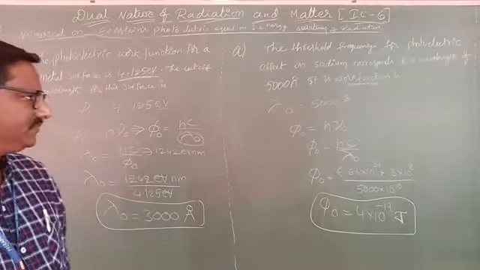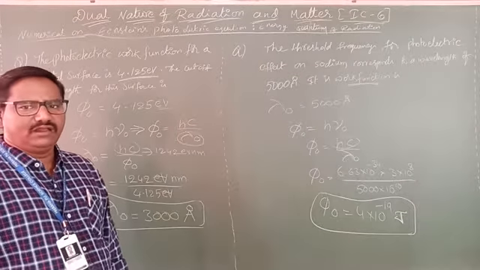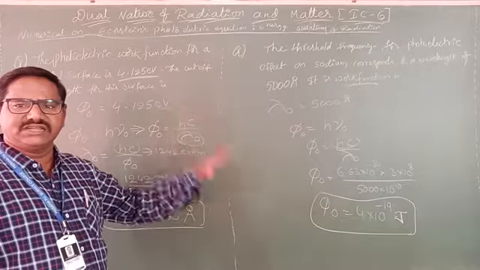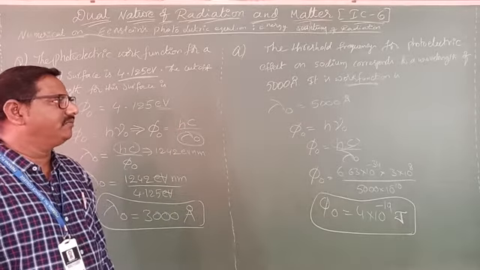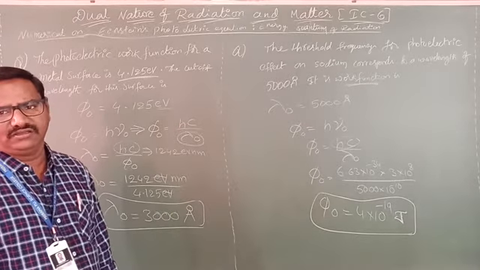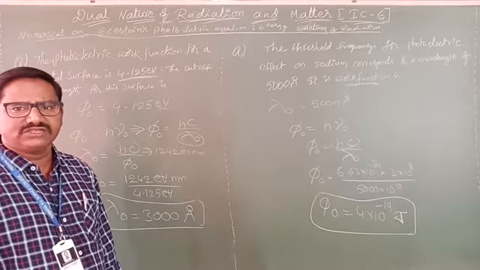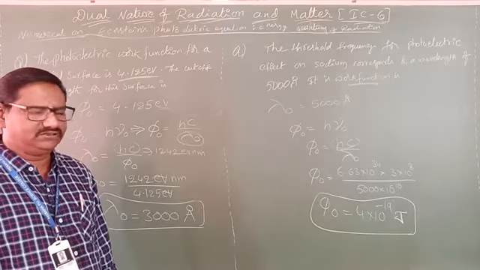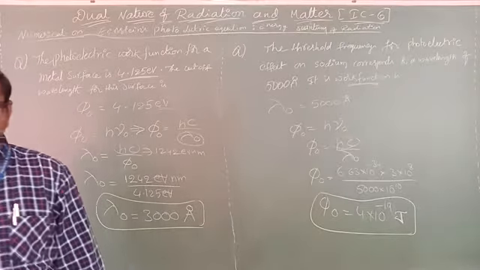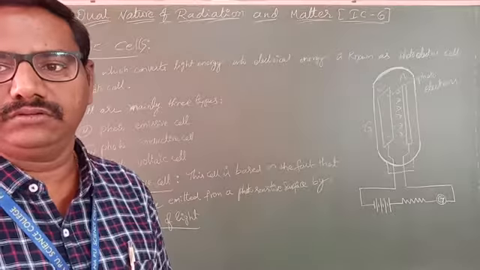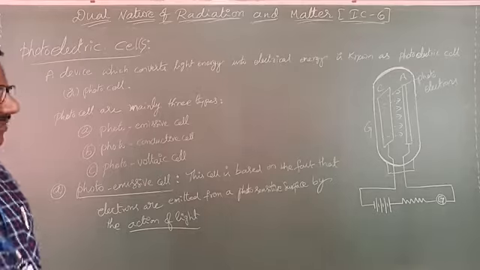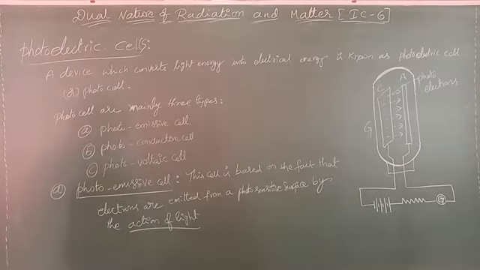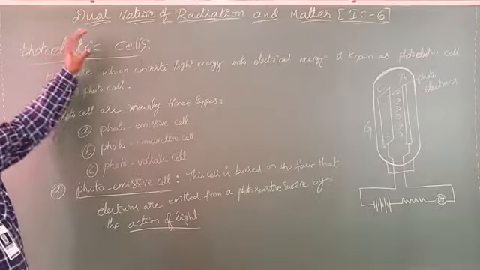Clear? These are all what we covered in Einstein's photoelectric equation and quantum of radiation. In this concept, up to now we discussed the numericals. Now, see here, the next concept is photoelectric cells.